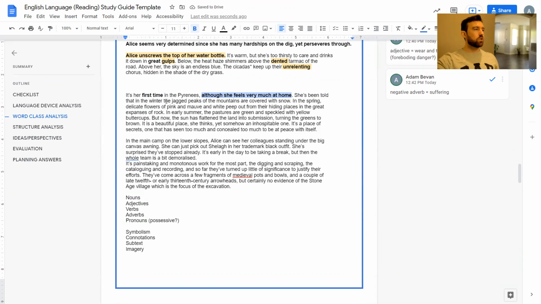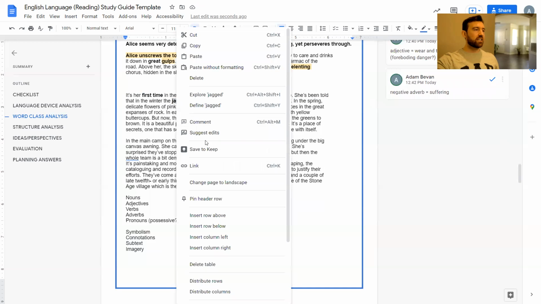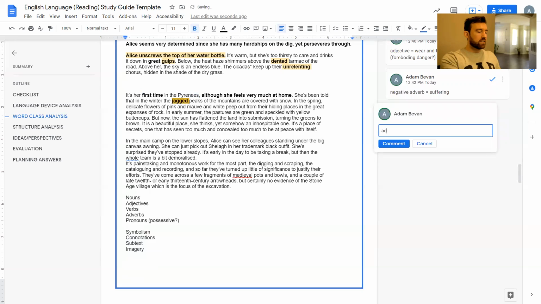She's been told that in the winter, the jagged peaks of the mountains are covered in snow. Now, the word choice, again, there's lots of imagery in here that you can look at. I'm just going to take the word jagged. So jagged peaks, this again is an adjective. And as I'm talking about this, your brain might already be starting to think about it the way that I do.